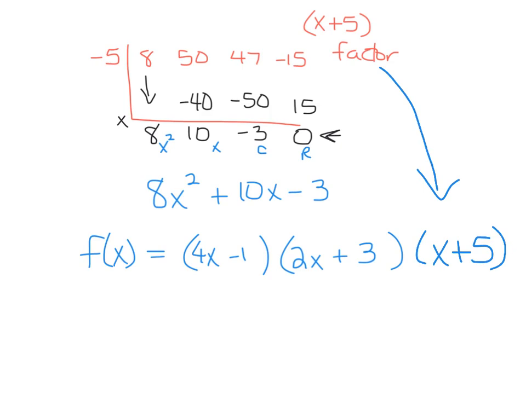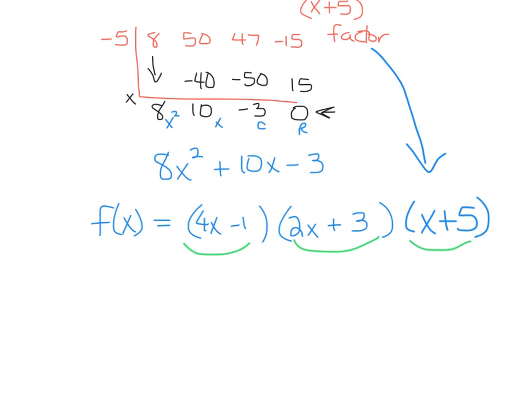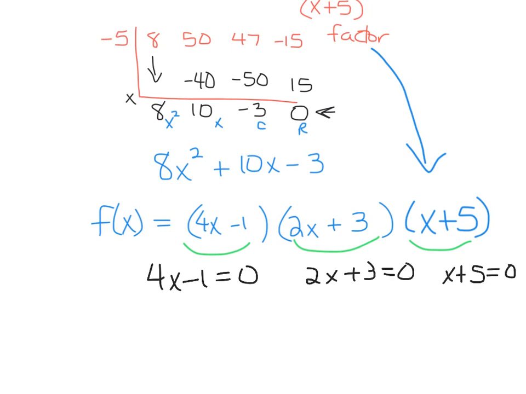Now, the next part of the lesson, the instructions are going to change. They're going to say, find all of the zeros. So what we do here is we take this one step further, and we take each of the factors, and we're going to set them equal to 0. So I would do 4x minus 1 equals 0, 2x plus 3 equals 0, and x plus 5 equals 0. I need to solve each one for x, so I'll add 1 on this one.